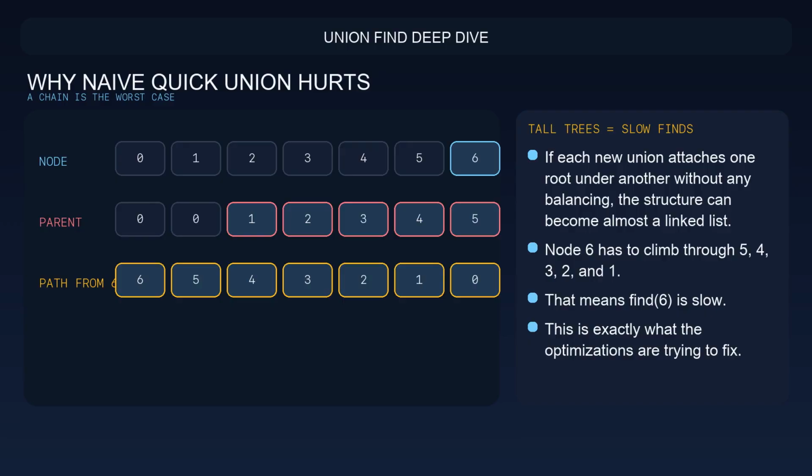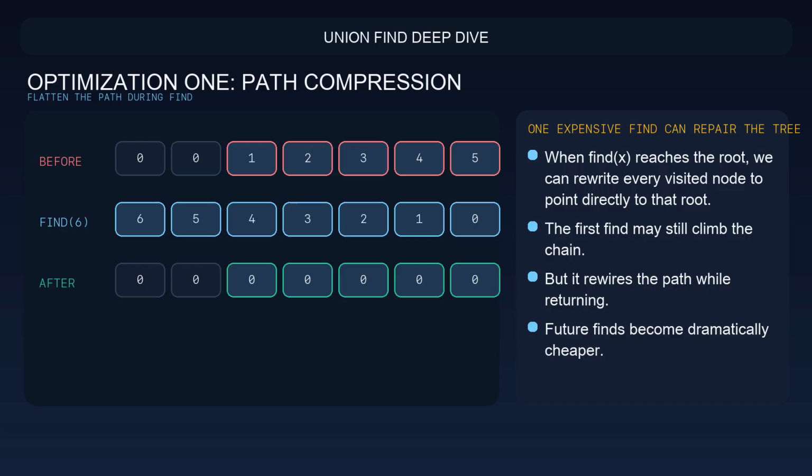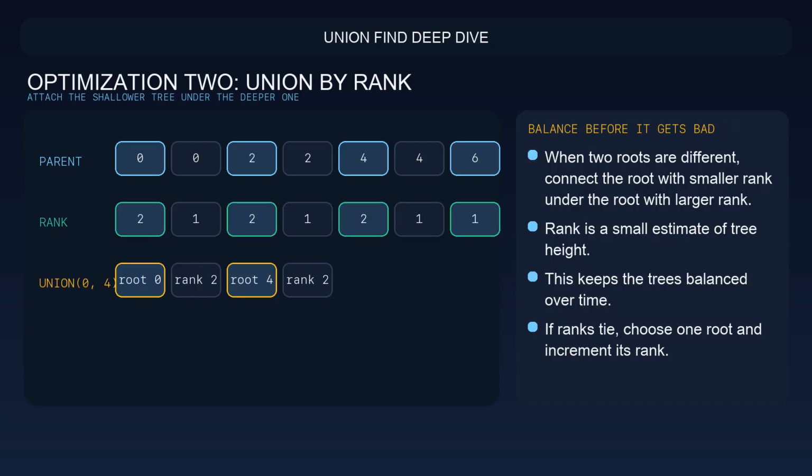So now we need the two classic optimizations. Path compression says, if I already walk that whole path, I should not pay for it again later. So while the recursive or iterative find returns, every node on that path gets rewired to point directly to the root. After one expensive lookup, the next one becomes almost trivial. Path compression repairs trees after we use them.